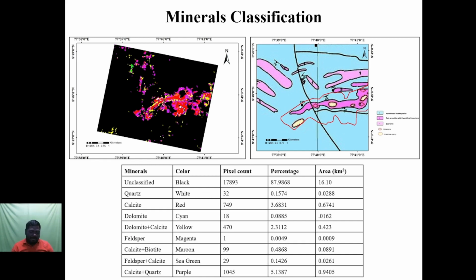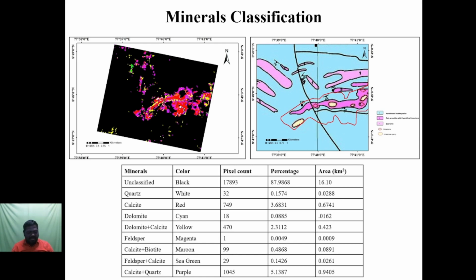But from our point of view, we will get the percentage of quartz in that area, the pixel count, and the area. For example, in our calcite, the pixel count is 749. The spatial resolution of Hyperion imagery is 30, so 30 into 30 is equal to 900 square meters. 900 square meters into 749 equals 0.6471 square kilometers of the purest form of limestone.